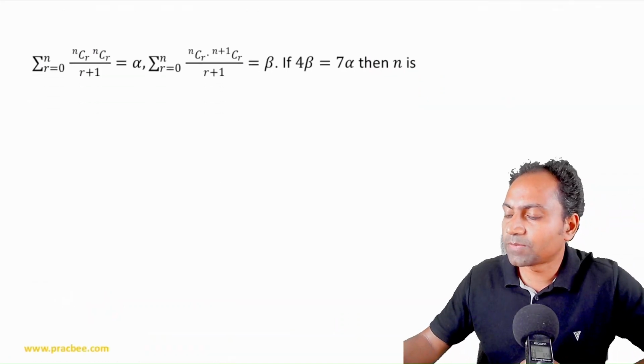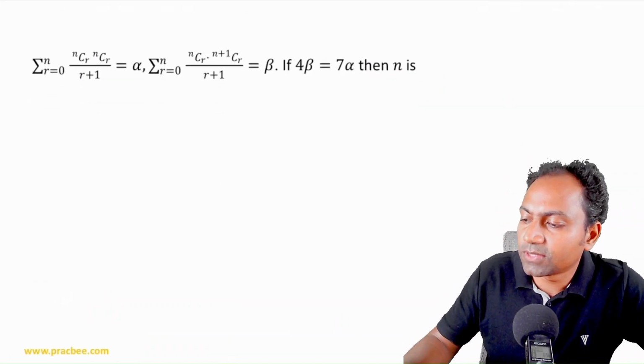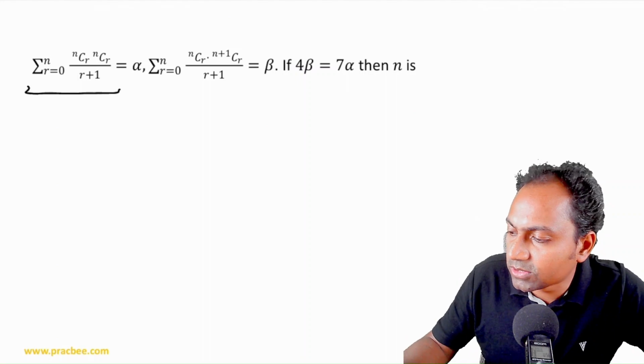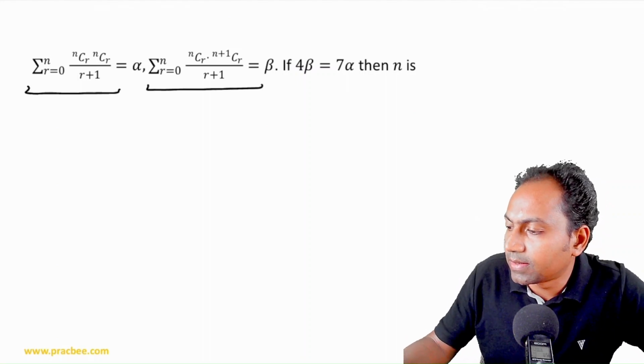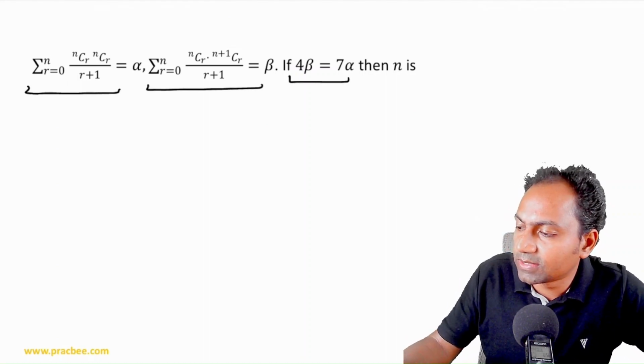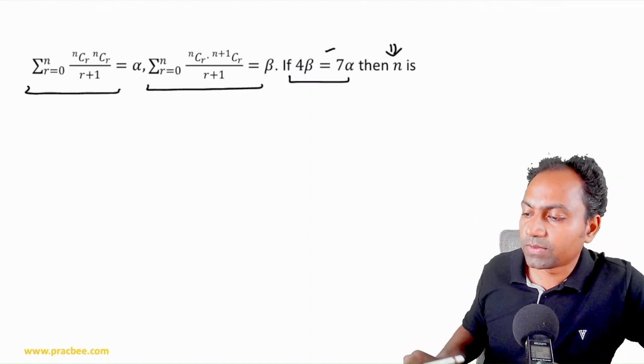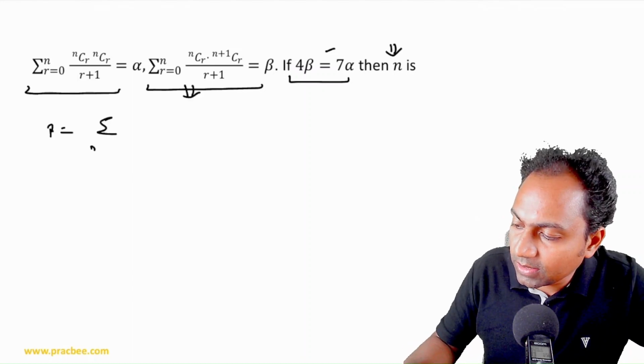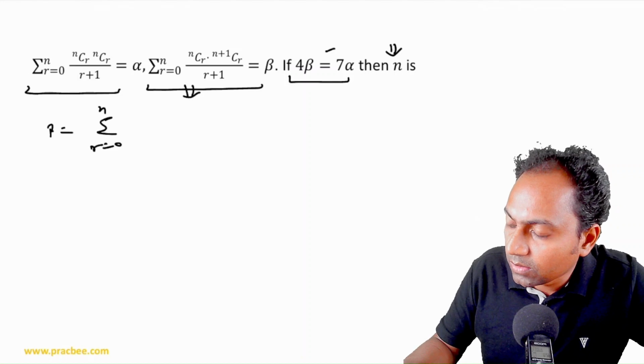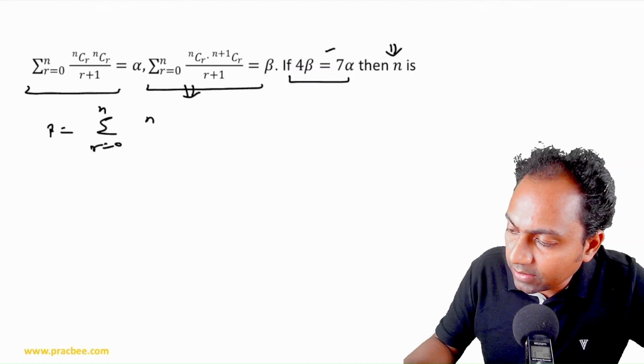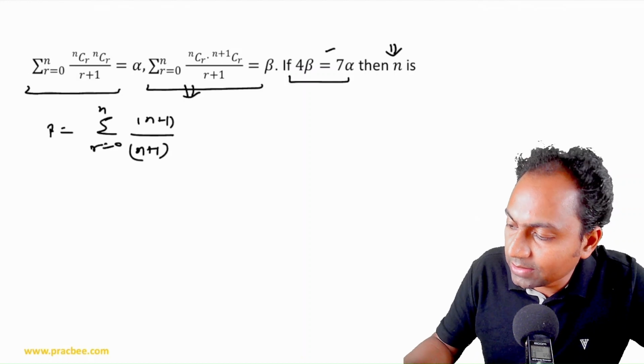If I move to the next part, what they're saying is they have given us 2 series, 2 summations, you can see. And what they want is basically this relation. Also what they want is the value of n. And in this beta summation, what I can do is multiply and divide by n plus 1. Now what is the benefit of that? You will understand in a minute.